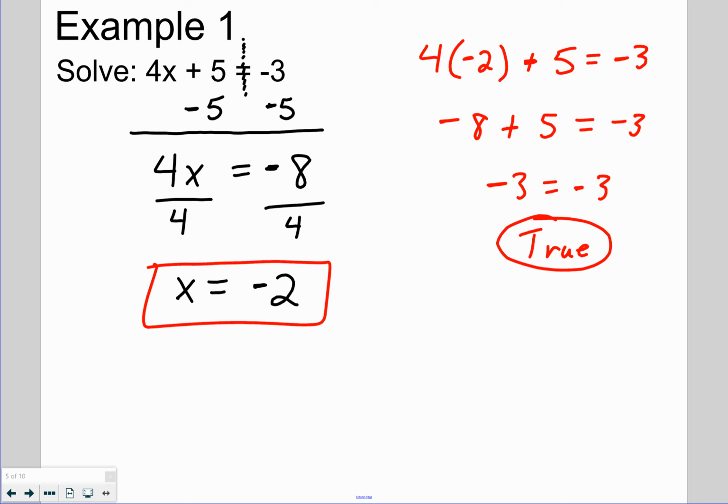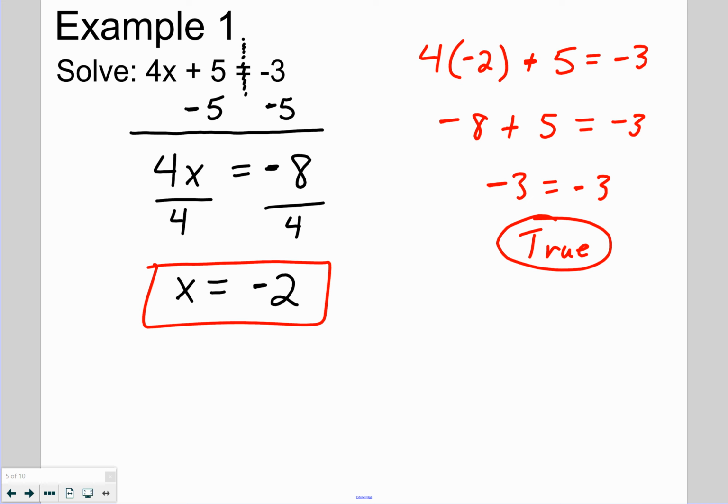What if I would have gotten a false statement? Well, what does that mean, Sebastian? If you say false, it's saying one of two things. Either you plugged in wrong, or this is not the solution. We'll get there. It's all good. Any questions on the process here?